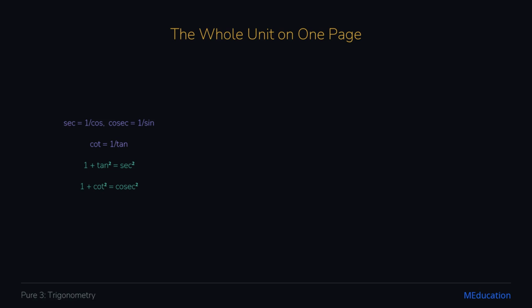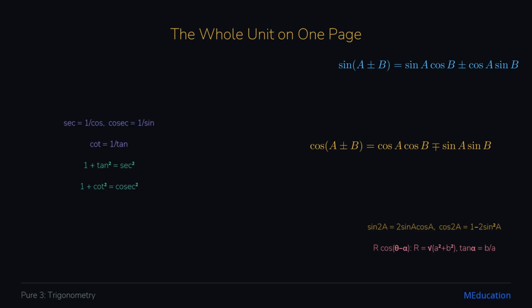Here is the whole unit as one poster. On the left, the reciprocal trio and their 2 identities, sec, cosec, cot, with 1 plus tan squared equals sec squared. On the right, the parent that rules them all, the addition formulae for sine and cosine, with cosine flipping its middle sign. Underneath, the children.